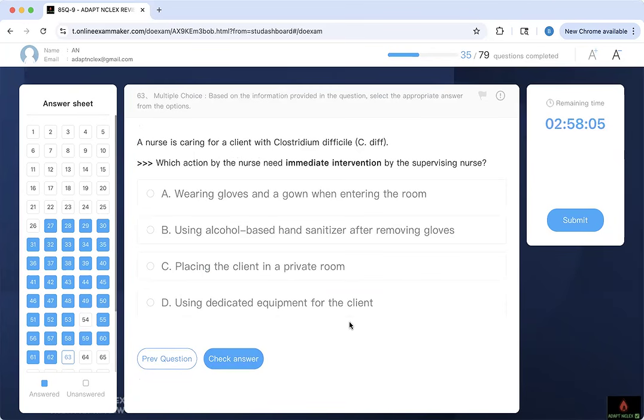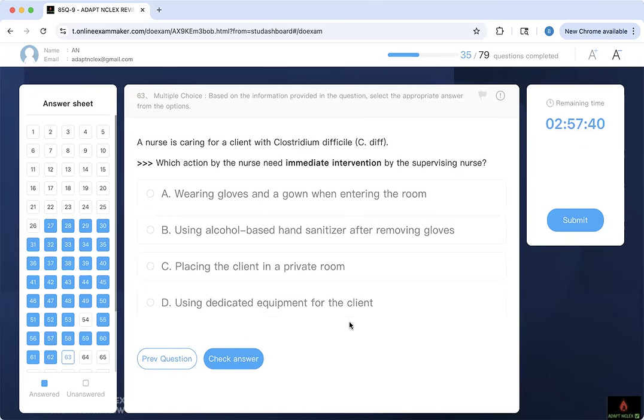Which action by the nurse needs immediate intervention by the supervising nurse? Wearing gloves and gown when entering the client room. Using alcohol-based hand sanitizer after removing the gloves. Placing the client in a private room. Using dedicated equipment for the client. Ask yourself, what do I need for Clostridium difficile?